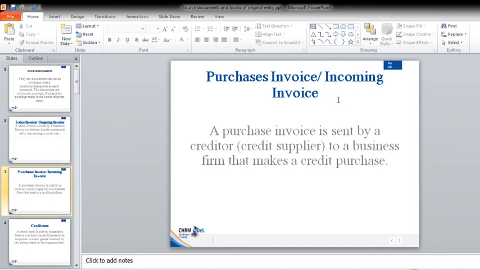So, the difference between the sales invoice and the purchases invoice is that in the sales invoice, it is the business that is preparing those invoices and sending them out to the customers who bought goods on credit, and that's why it is known as outgoing. On the purchases invoice, it is incoming because we are receiving it from the seller, who is the supplier. In this case, the supplier is known as the creditor.